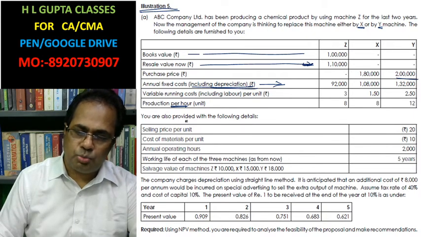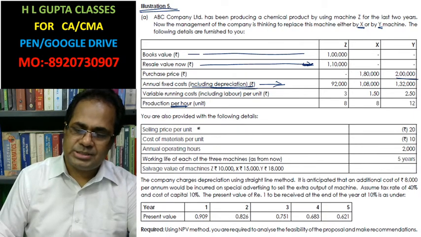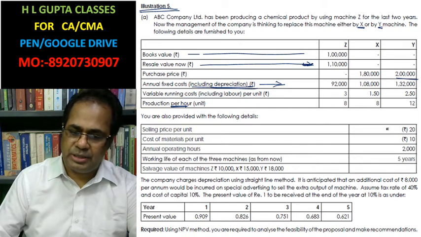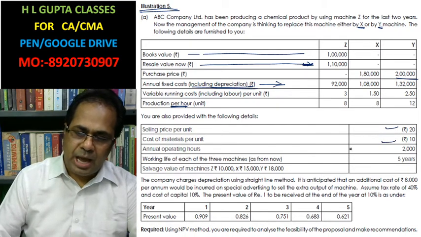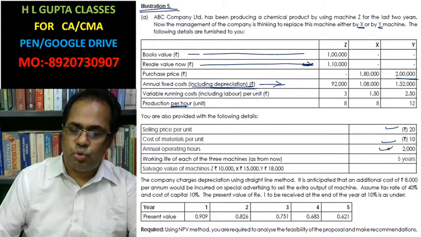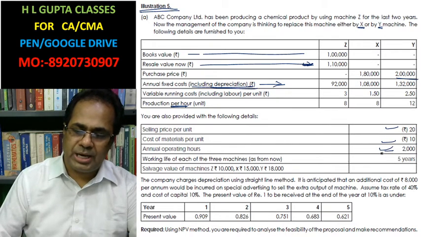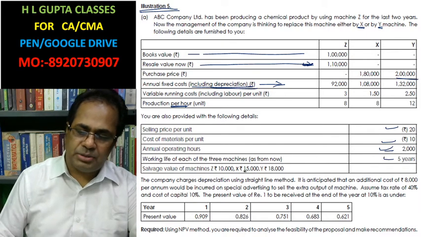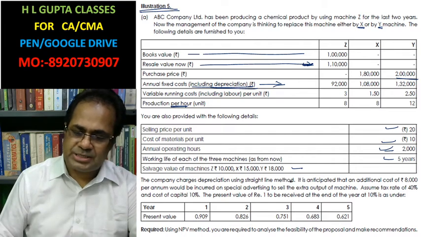You are also provided the following details. Selling price per unit is 20. Cost of material per unit is rupees 10, and annual operating hours are 2,000 hours. Working life of each of the machines is 5 years. The scrap value of each of the machines is given. The company charges depreciation using the straight line method.